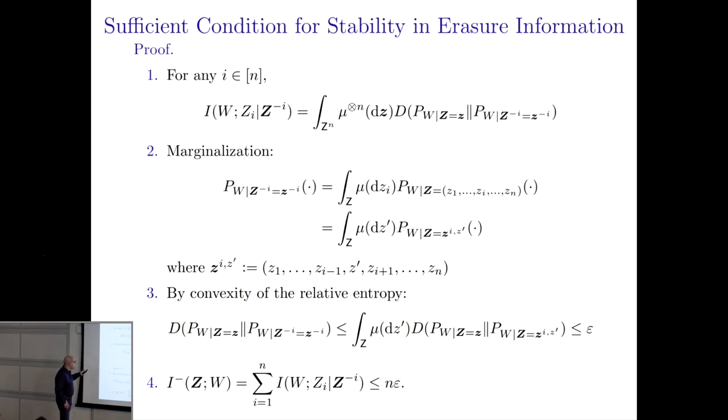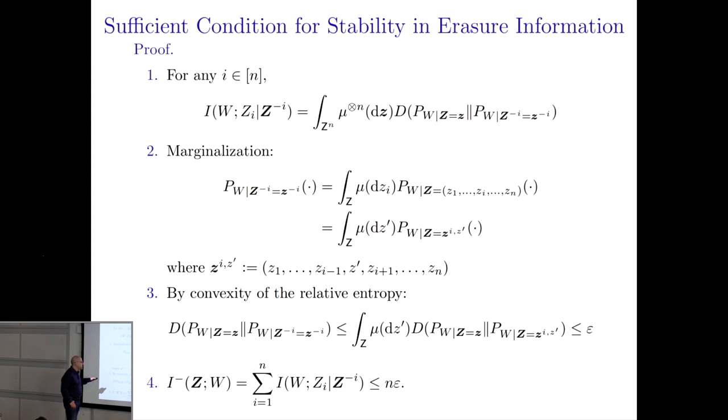For any i, let's look at the ith term in the erasure information. It's the conditional information between W and Z_i given the rest of the samples. If you apply the formula for the conditional mutual information, what you're doing is looking at the divergence between the conditional distribution of W given the entire sample versus the conditional distribution of W given a sample with the ith element removed. And this conditional distribution is specified before seeing any data. It's just: if you see the data set Z, flip these coins, run this random number generator, spit out this hypothesis. This quantity, though, is dependent on mu as well. This is simply the definition of conditional mutual information.